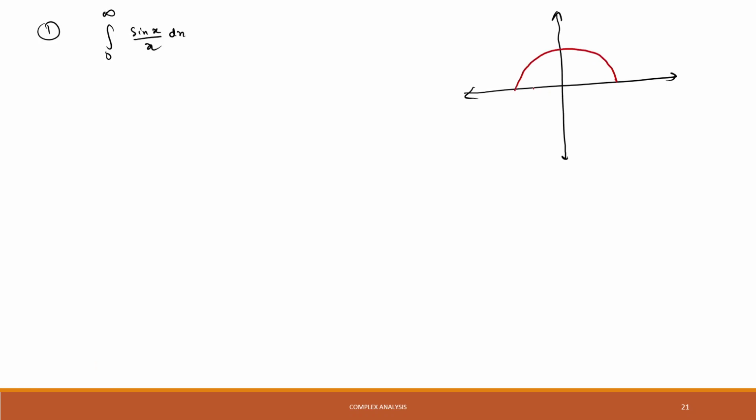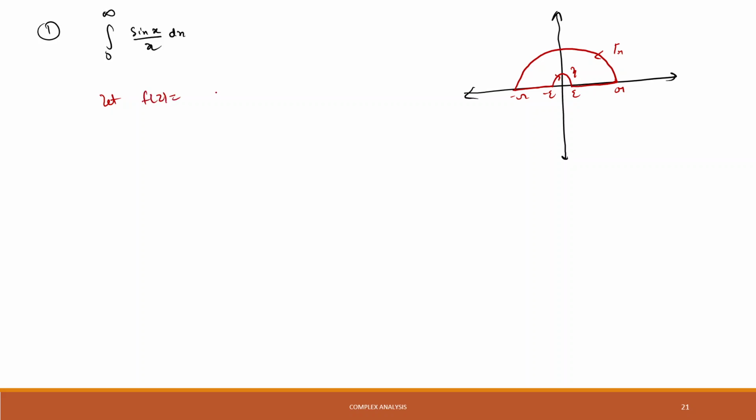We have a semicircular contour moving here from minus R to minus epsilon. Then there is a turn here to epsilon, then again connecting to R. Let's name this part as small gamma and this part as capital Gamma R. So considering a contour over which we will evaluate our complex integral, let's say we have a complex integral.